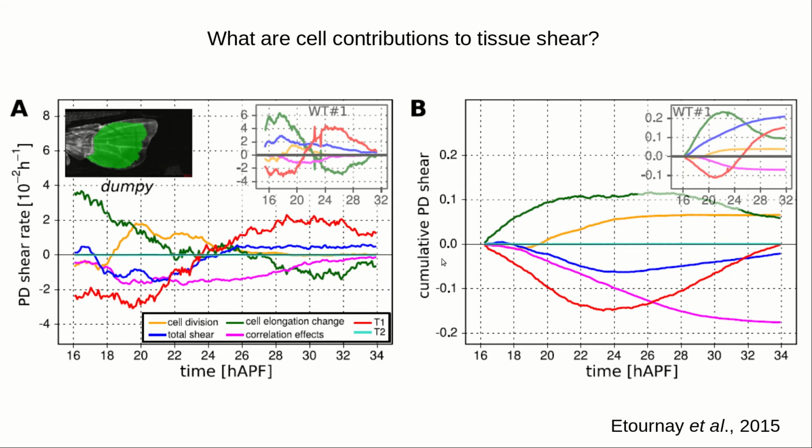This would be the same type of plot, but for a dumpy wing. As you can see, total shear is much lower compared to the wild-type, which is in the corner. T1 transitions in the beginning have a negative contribution to shearing, but after 24 hours there is not this increase in the shear rate due to T1 transitions, like what happens in the wild-type. And in the same way, cell elongation, which is the green line, is much milder.